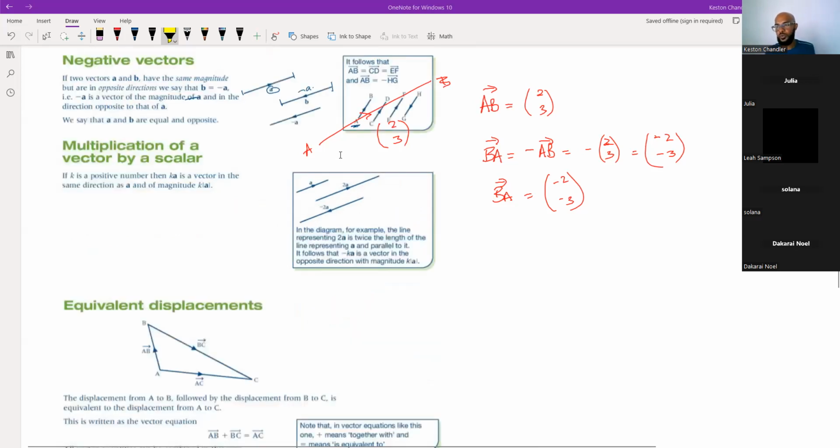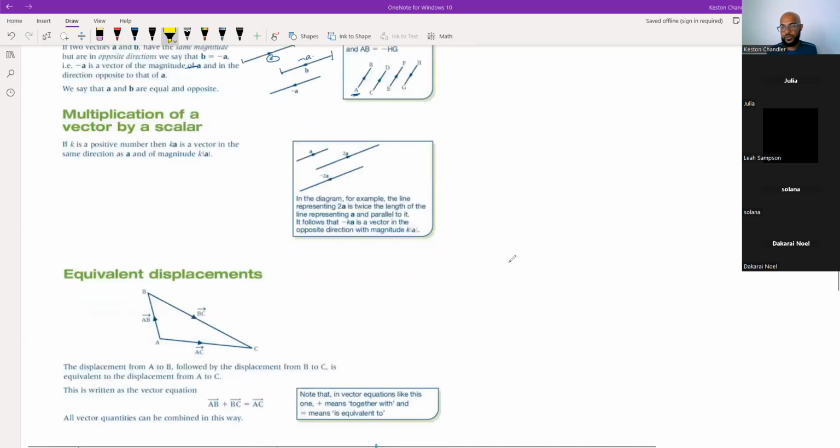Sometimes we could also increase the length of a vector or double up on it by using a scalar, right? So for example, if this is A, we could multiply that by 2 and that gives us twice A. We could change the direction and multiply by negative 2, so it goes in the opposite direction. All right?